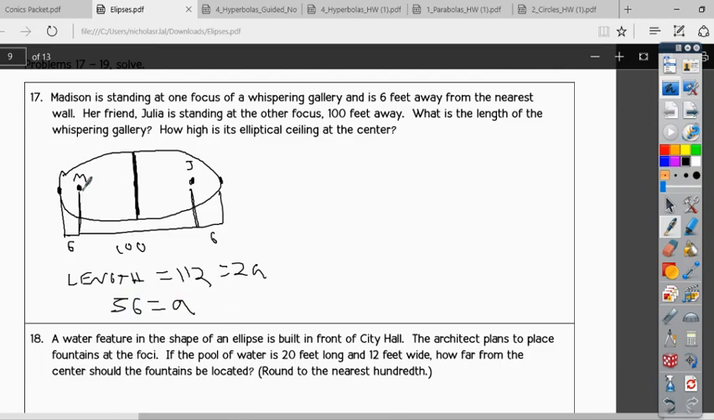Distance 100 is equal to 2c. 50 is equal to c. And then, yeah, let's stop the recording.